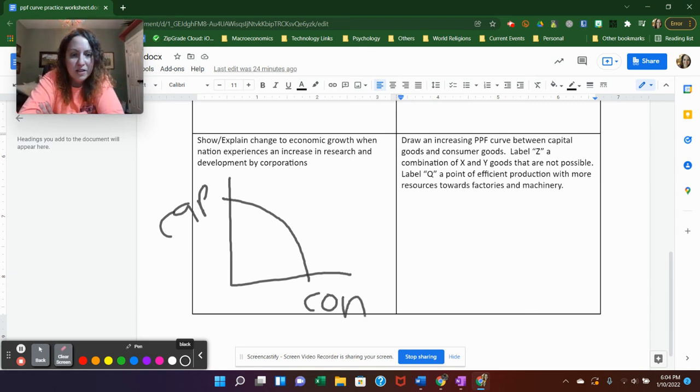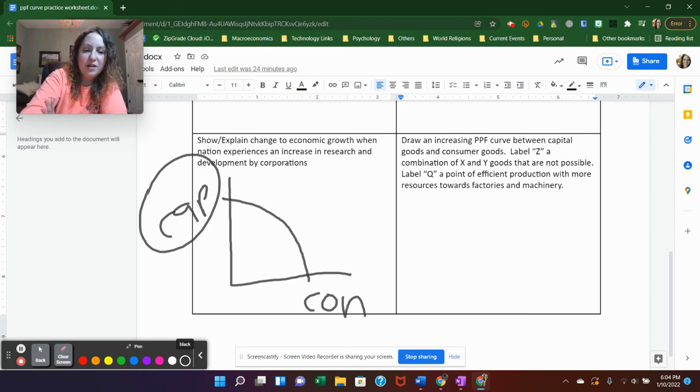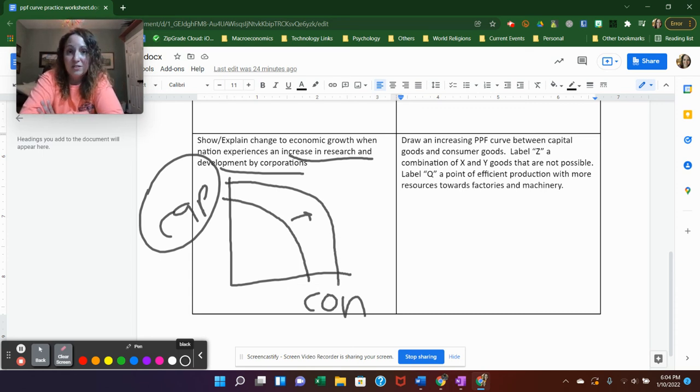Between capital and consumer goods, when a nation increases research and development by corporations. Okay, so they're researching and developing ways of better technology and better capital. And so whenever you increase your research and development, you're going to be able to produce more because you are finding and creating efficient ways to do old processes. Maybe inventing a faster pizza oven or a pizza oven that produces more pizzas or something like that. And so it's going to be a rightward shift because you can produce more pizza ovens and therefore produce more pizza.